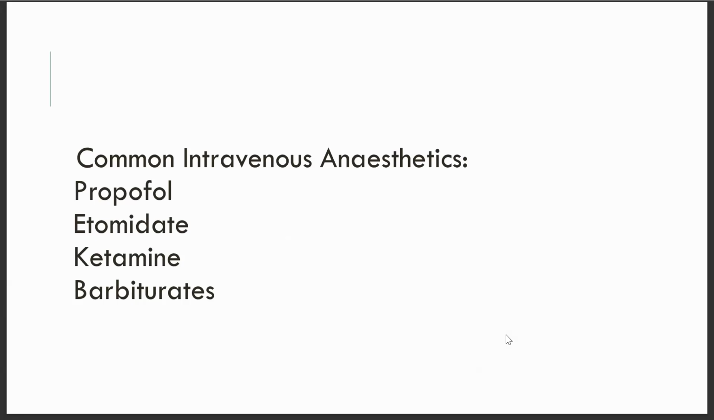Common intravenous anesthetics are propofol, etomidate, ketamine, and barbiturates. These drugs are typically given as a rapid bolus through a vein, leading to quick onset of action. Each drug has its own unique pharmacological profile, which helps guide clinical use.